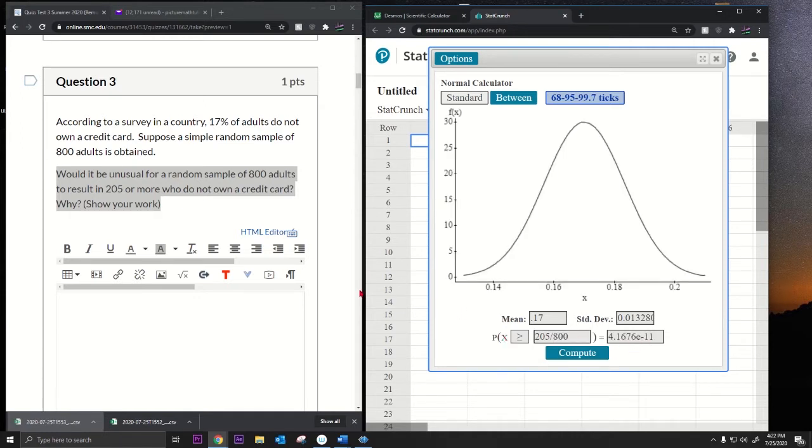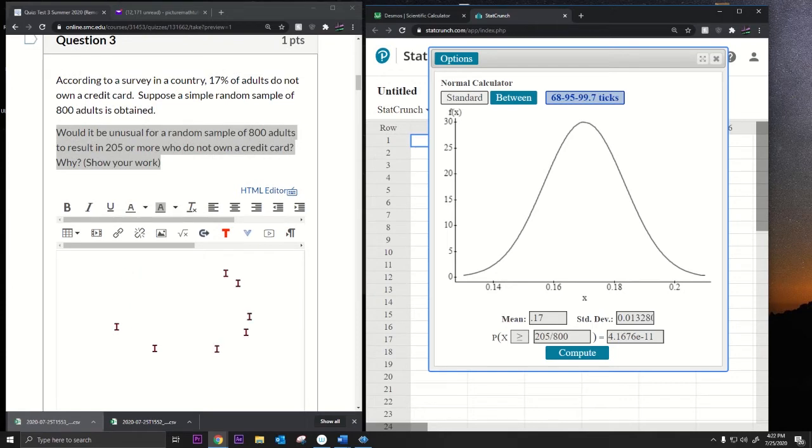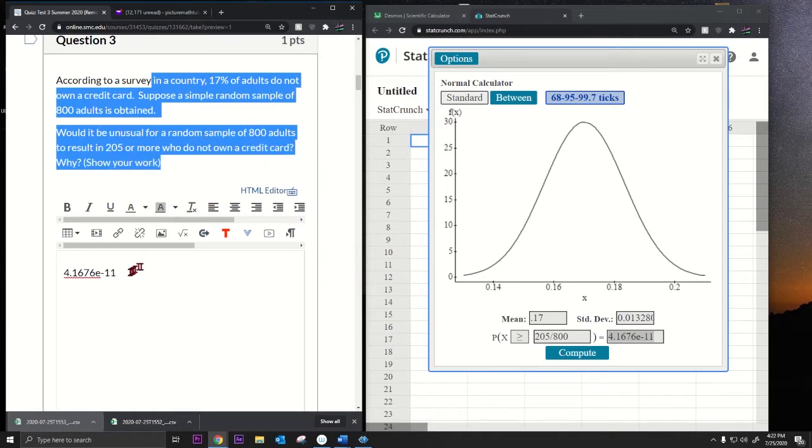Now, this question wants me to show my work. So basically I would copy paste this whole thing in here. I'm not going to do it right now, but the answer here is basically that. Control C, Control V. But make sure you show your work. I'm not showing my work here, but that's the answer. Now, it doesn't say it rounds to anything, so you can pretty much put this as the answer.